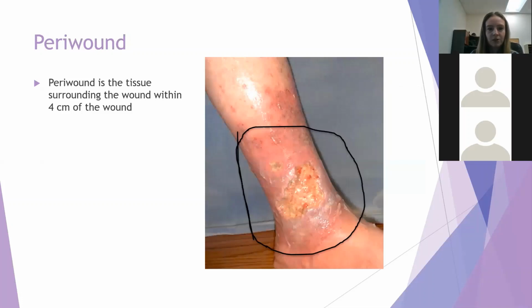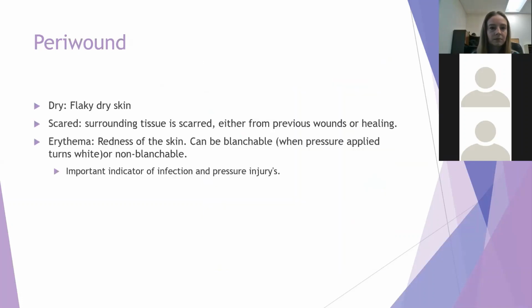Periwound, this is the tissue surrounding the wound within 4 centimeters of the wound. So kind of that black outline that we have is what you'll document for the periwound. You have dry, and that's flaky, dry skin. You can have scarred, which is surrounding tissue scarred either from previous wounds or from the current wound healing. Erythema, you have the redness of the skin, which can be blanchable, whereas when pressure is applied, it turns white, or non-blanchable. Whether it blanches or not is an important indicator of either infection or pressure injuries, where for pressure injuries, it will be non-blanchable.